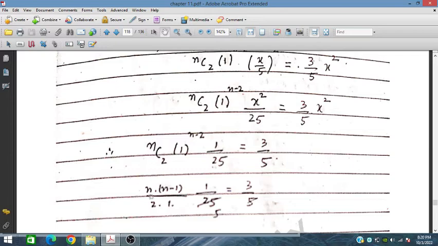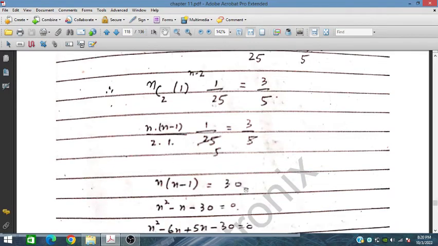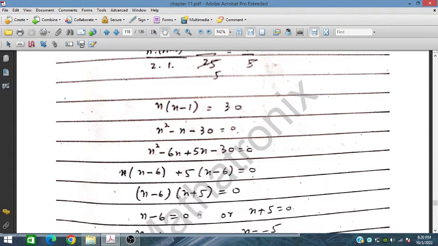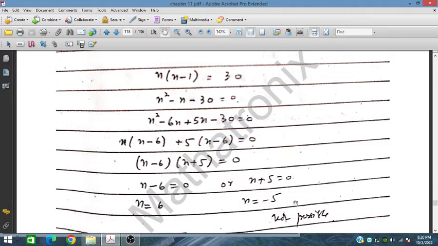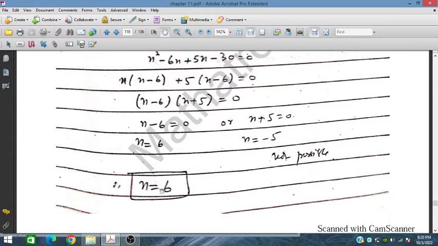So this is n minus 1. So this is 1 to the power 1. The power of 1 is always 1. So 125 35. So we simplify it and eventually obtain this. So for this we have n is equal to 6 or minus 5. The minus 5 is not possible, so n is equal to 6 is the solution.